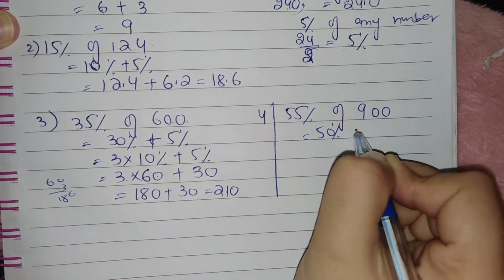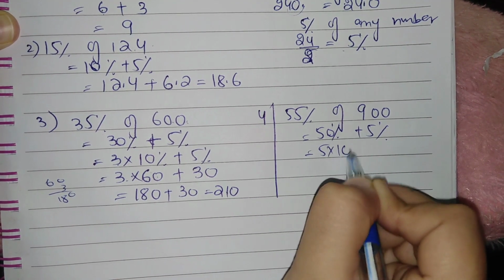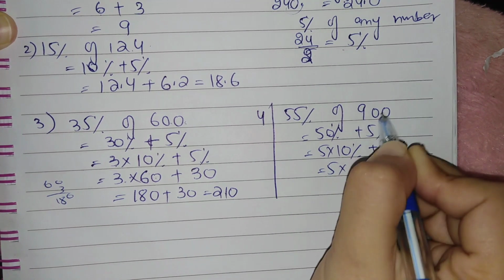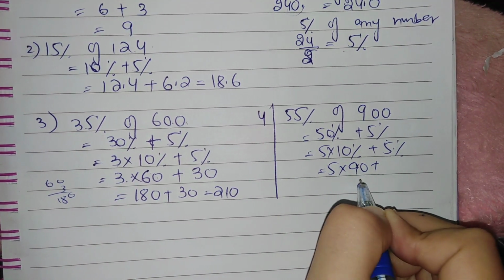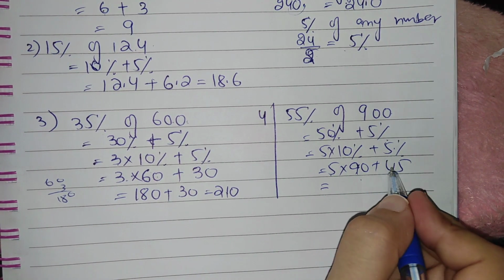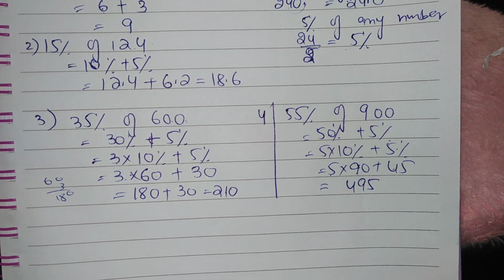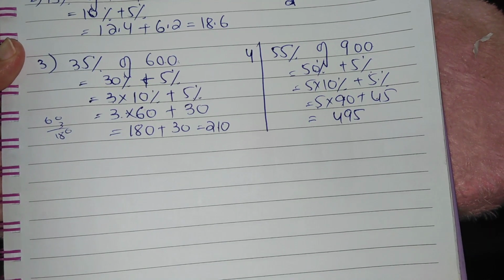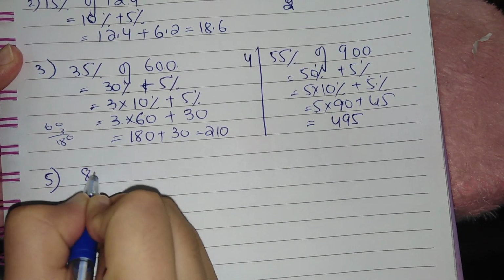55% of 900. As we know, 55% is 50% plus 5%. We will write 50% in multiples of 10 because we can find 10%. For 10%, one digit from the right, and for 5%, this divided by 2 will be 45. So 90 into 5 will be 450. 450 plus 45 will be 495, which is the 55% of 900. So let's take another example.